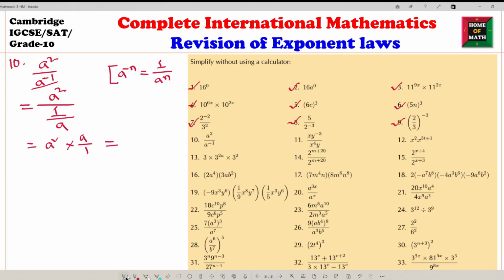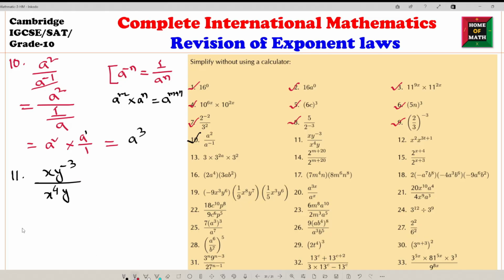Our answer is a square times a. A means here a to the power 1. We know a to the power m times a to the power n equals a to the power m plus n. So 2 plus 1, it will be a cube, right? Number 10 done. Number 11, x y to the power minus 3 divided by x to the power 4 and y.